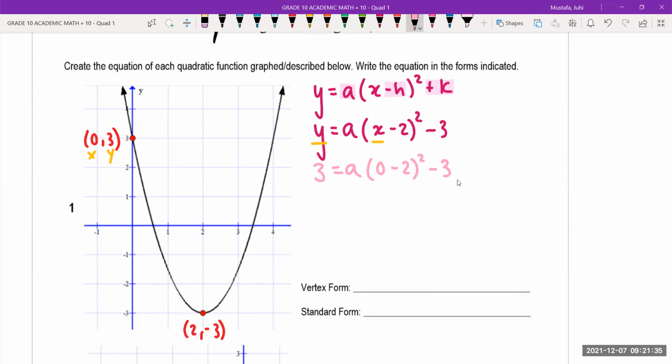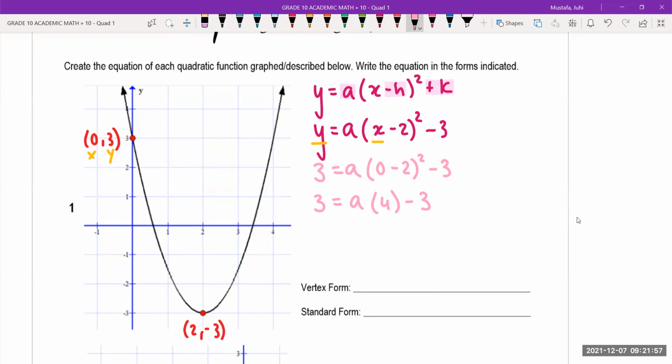Okay, now this part is just straight BEDMAS. So we're going to solve it like we used to in grade 9. So we're going to have 3 here. 0 minus 2 is -2. -2 squared is -2 times -2. So this actually just reduces to become a 4 minus 3.